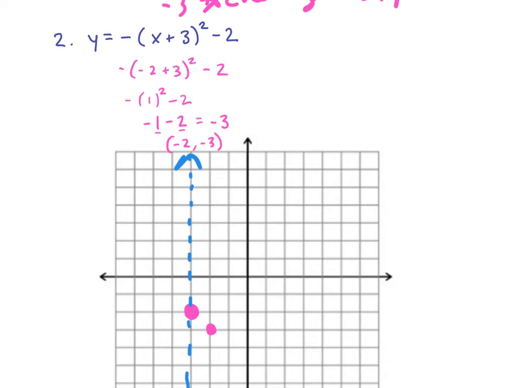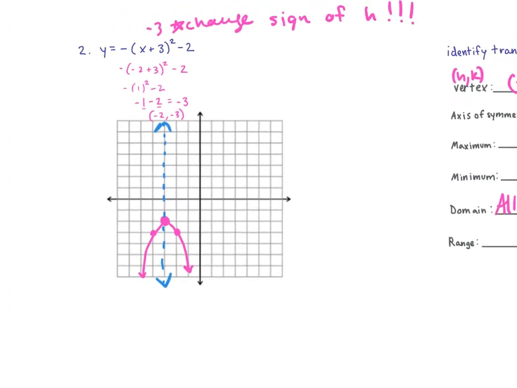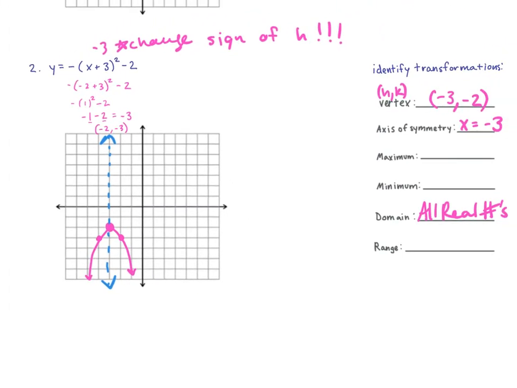Where's our third point? Same thing on the opposite side. Once we have our 3 points, we draw our parabola. So now we can see if we have a max or min and what our range is. So is our vertex at the maximum or minimum? Is it at the highest point or the lowest point? It's at the highest, so we have a maximum.